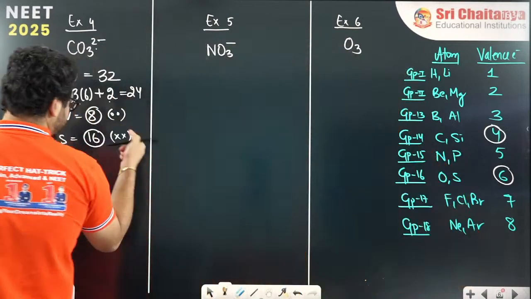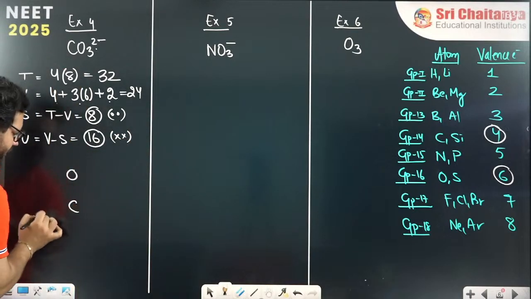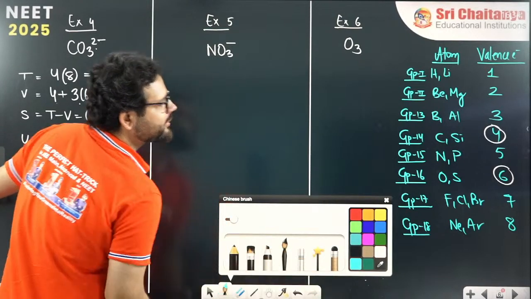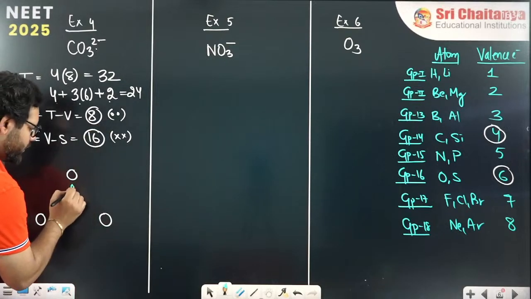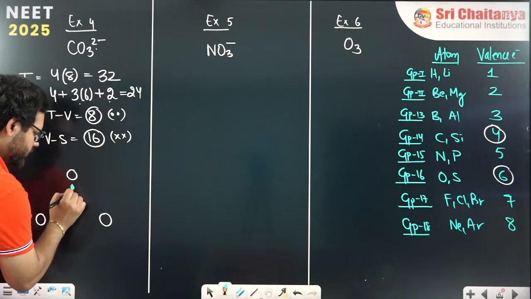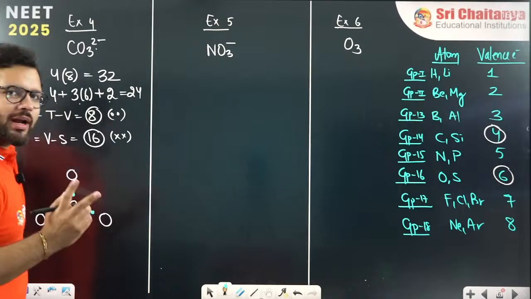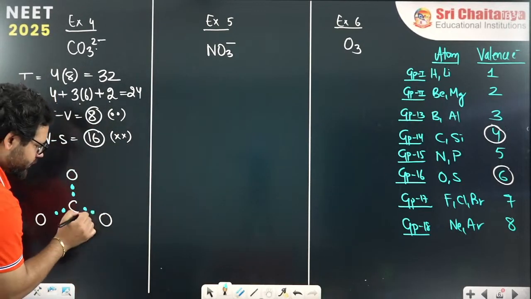Now 8 dots, 16 X's. Let's put carbon in the middle, oxygens on the sides. 8 sharing: 1, 2, 3, 4, 5, 6. Okay, 2 more I have to give. Give anywhere, either to these 2 oxygens or these 2. Anywhere you can give. So 7, 8.